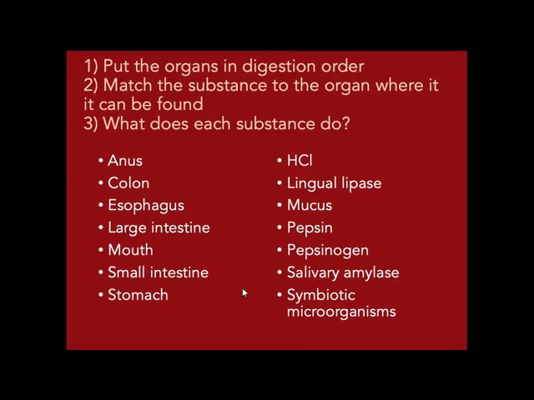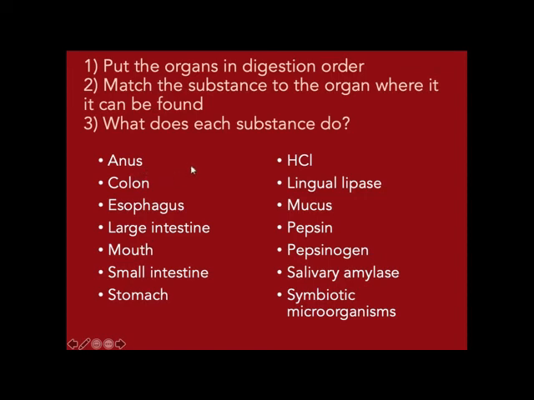All right, so let's put the organs in digestion order. So first, match the substance to the organ where it can be found, and then after, we'll figure out what they do. So let's start at the beginning. If we put them in digestion order, just look at the left-hand column. What's the first one? It's the mouth. Then what? The esophagus. Then what? The stomach. They forgot the gizzard. Well, humans don't have a gizzard. Then what? Small intestine. Then what? Large intestine. Then what? Colon and anus.